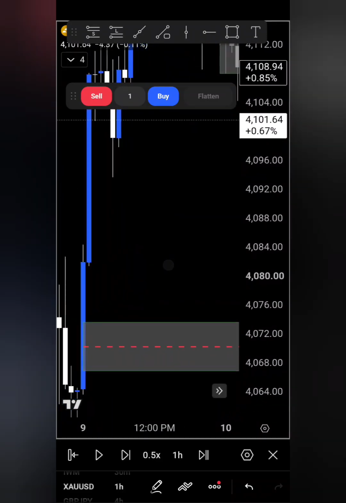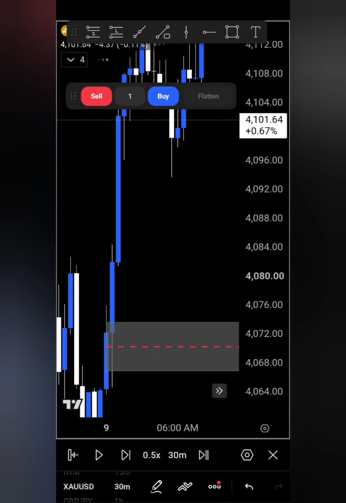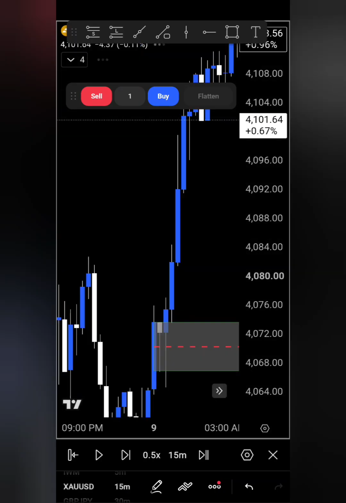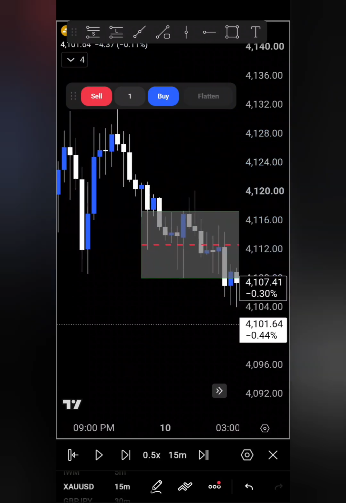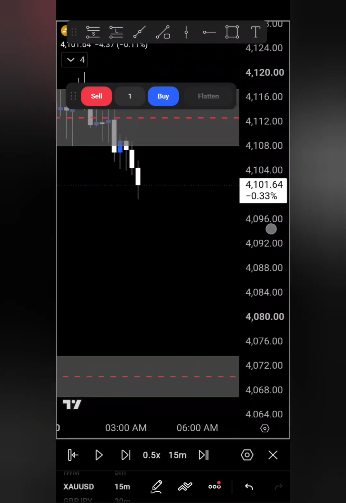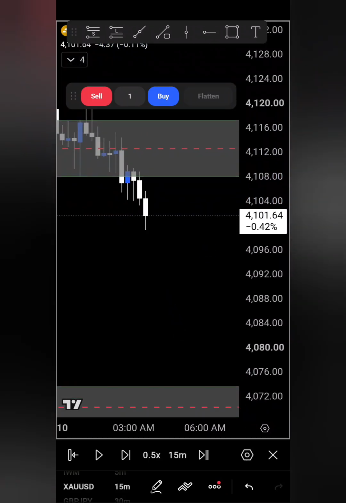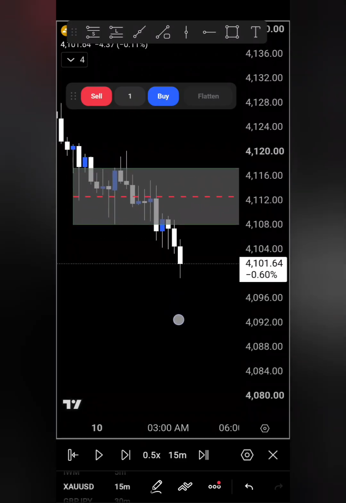Alright. We're going to go down to another time frame. We're on the M30, same thing. Boom. We're going to keep that one marked. And we're going to do the same thing. We got to break out of it. We're going to look to retest it.